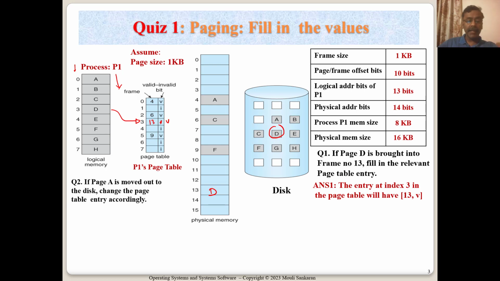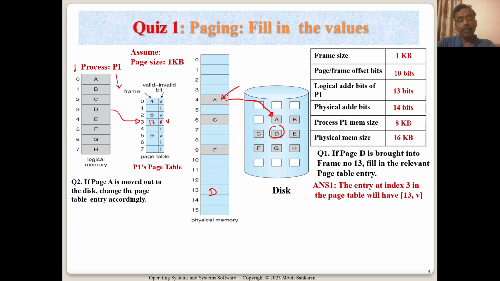If page A is moved out, I am moving out page A. Okay, from here, where will I move? I will move it here, and it will be copied if the dirty bit of this particular frame is set. That means if it is modified, read writable, and it has been modified by the program while it was using this page, so the dirty bit or modified bit is set.